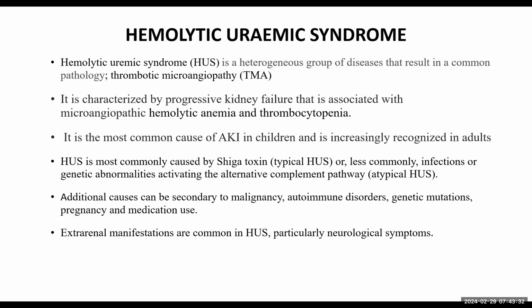Then extrarenal manifestations in HUS are common, particularly neurological symptoms. But if you look at it, I said earlier, what differentiates TTP from HUS is the presence of fever and then neurological symptoms. In TTP, the neurological symptoms actually predominate, while in HUS it is the AKI or the renal manifestation that actually predominates. That doesn't mean that in a patient with HUS you may not see neurological symptoms. You can as well present with some neurological signs and symptoms.